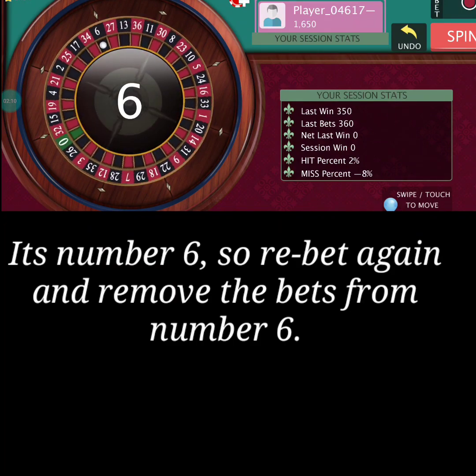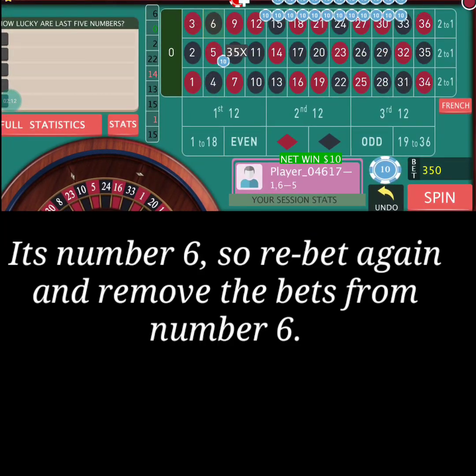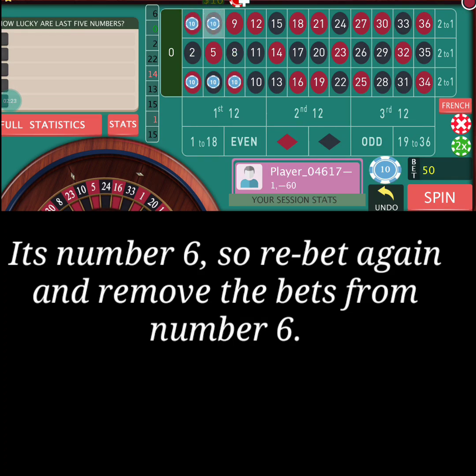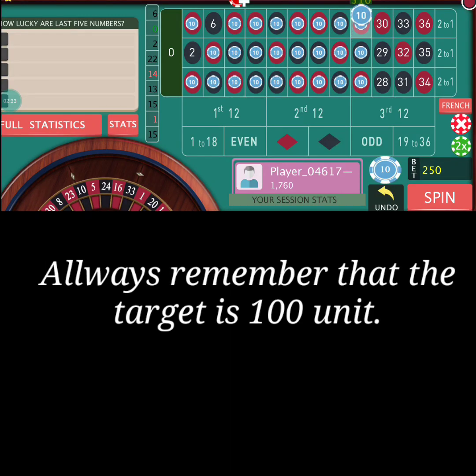It's number 6. So now remove the number 6. Cover every number again, but just remove the number 6. So 0, 2 and 6 you have to leave, and every other number you have to cover. And your target is just $100.